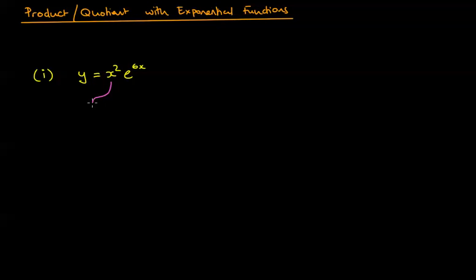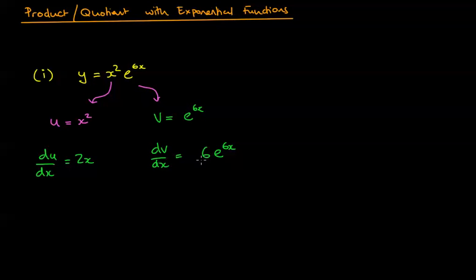So u would be the first function, x squared, and v, let me do it in a different colour, v would be the e to the power of 6x. Now let's differentiate these. du by dx would just be 2x. dv by dx, well think about what we just discussed. It'll be e to the power of 6x, but then times the derivative of the power, so the chain rule in action here, and the derivative of the power is just 6, so we get 6e to the power of 6x.